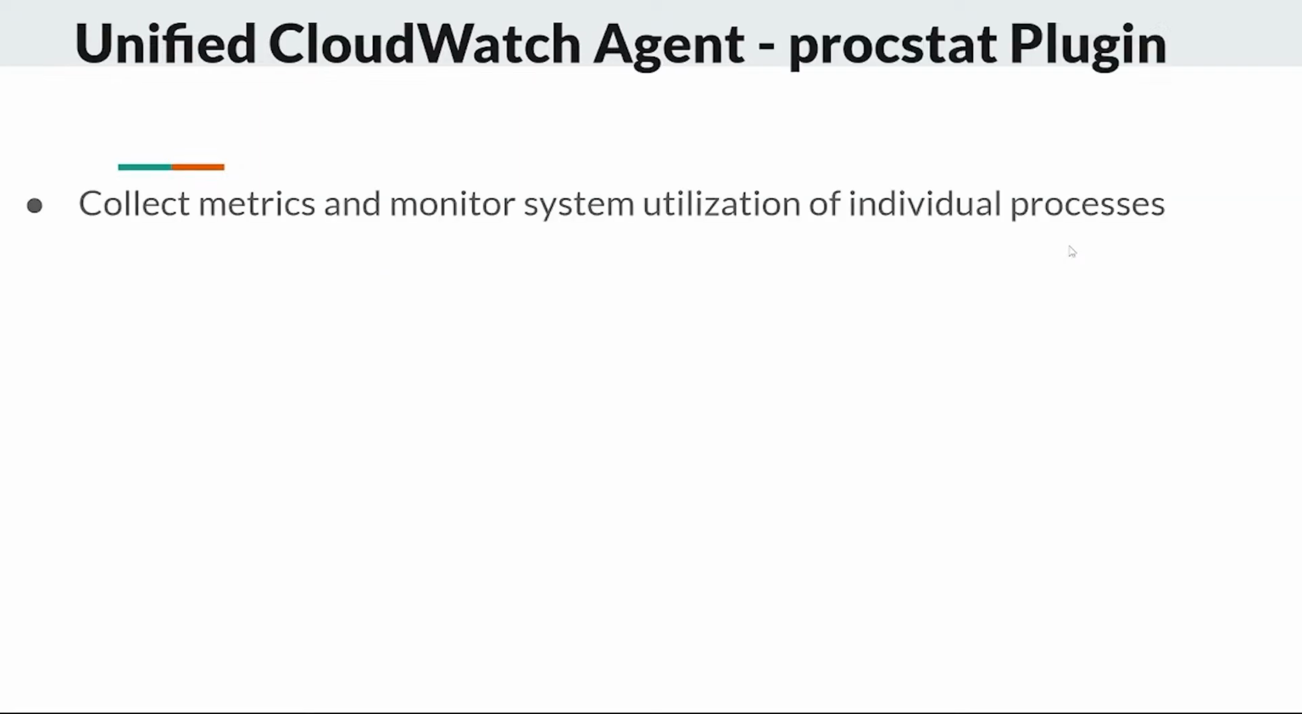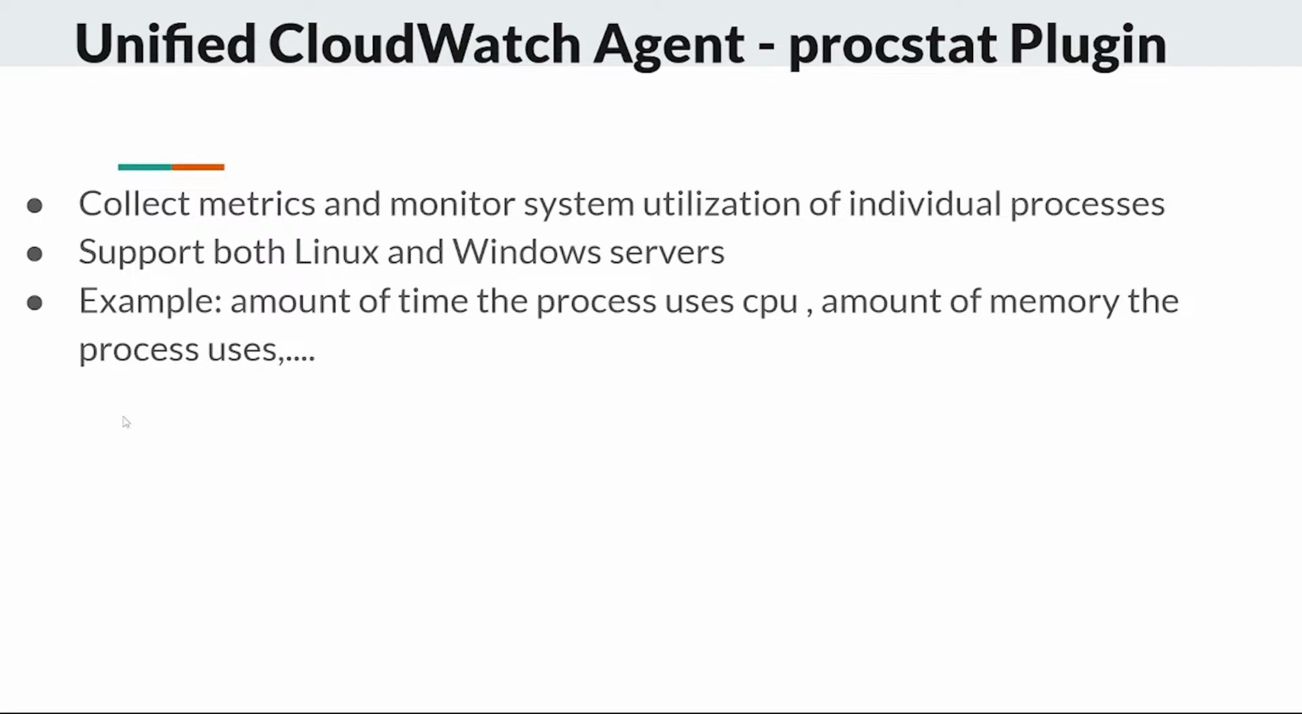Next is collecting metrics with the procstat plugin. What is this? The procstat plugin basically collects metrics and monitors system utilization of individual processes. It supports both Linux and Windows servers. An example is, suppose the CPU is taking some amount of time in processing, so that process time metric will also be monitored by the procstat plugin. Next is the amount of memory the process is using. So basically whatever an individual process is doing, like time or memory, all these things will be collected.